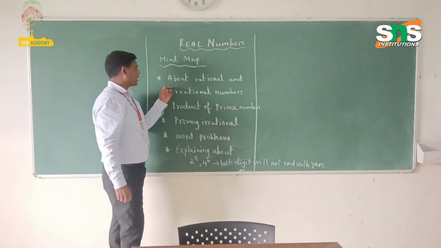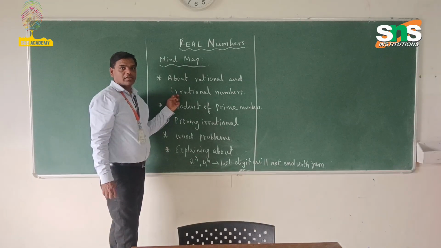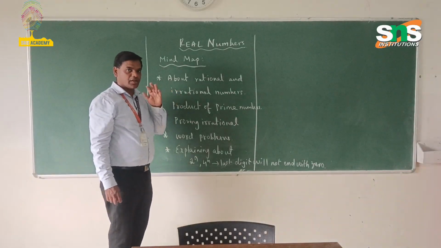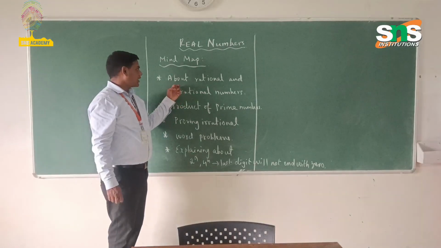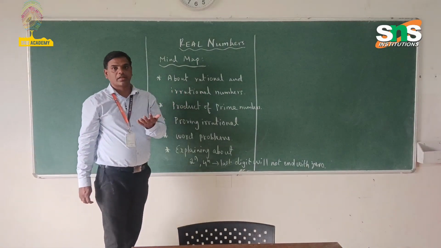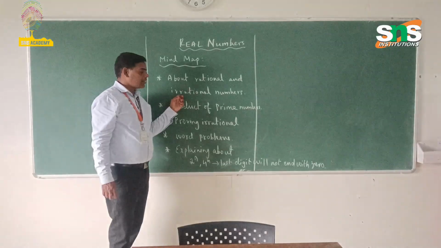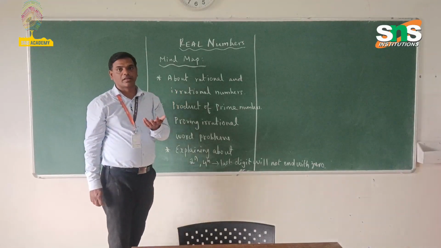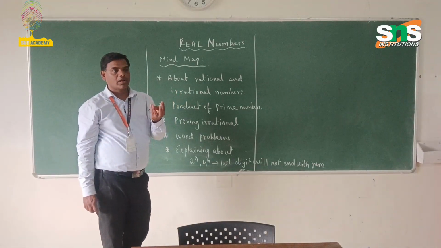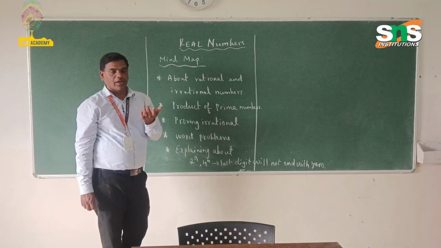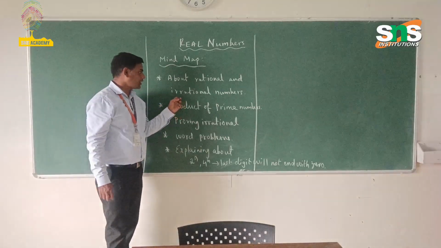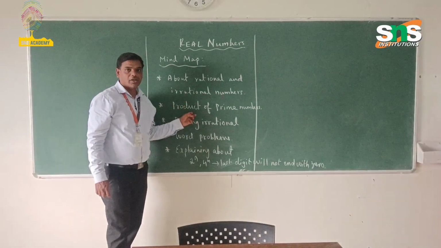So here you can see rational and irrational numbers, this is the basic condition we have already studied in your 9th standard. A rational number means a number which can be written in the form p by q, and an irrational number means one which can't be written in the form p by q. We know that root 2, root 3, root 5 are all examples of irrational numbers. And product of prime numbers.